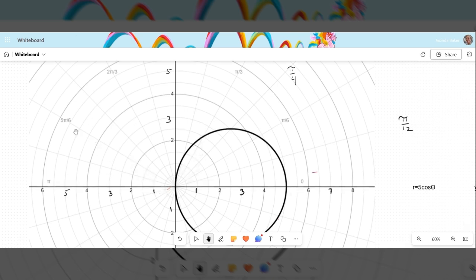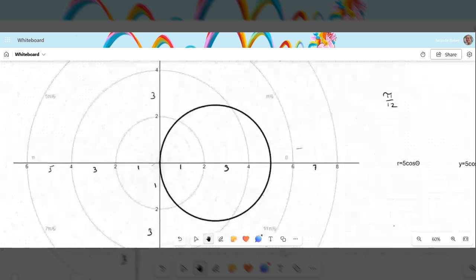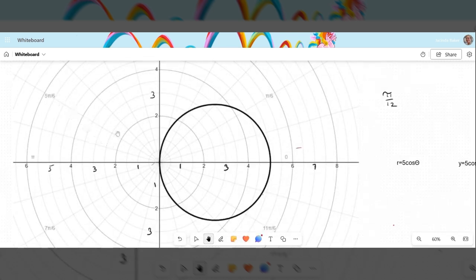So the question is, why isn't there anything in quadrant 2 or quadrant 3? Well, because if you look at 5 pi over 6, let's say, and I come over here and look at the cosine wave, 5 pi over 6 is right here. And this is about -4.5, maybe a little bit higher than that. So if it's 5 pi over 6 here on my polar grid, and I'm going in the negative direction, 11 pi over 6, you can see that it's 4 and almost a half.